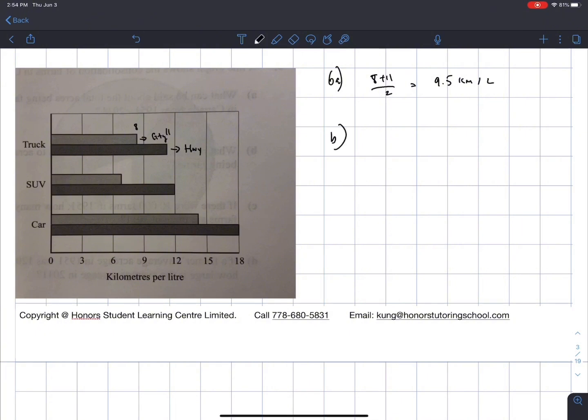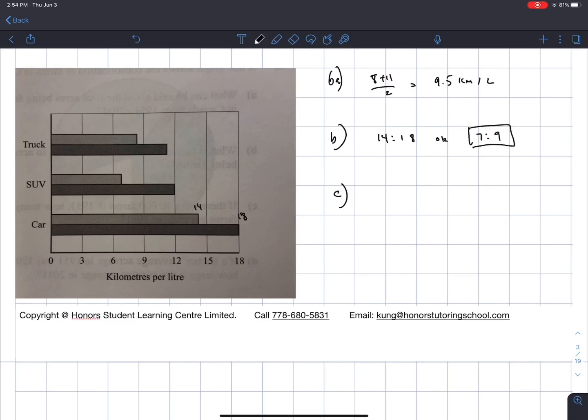What is the ratio of the car's fuel economy in the city to the fuel economy on the highway? For the car, that looks like around 14 and that's 18. So the ratio in the city to highway should be 14 to 18. That's the ratio. We can simplify this by dividing both of them by 2, and we get 7 to 9.